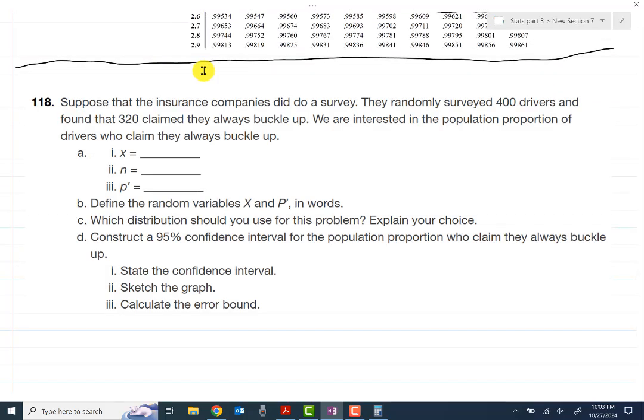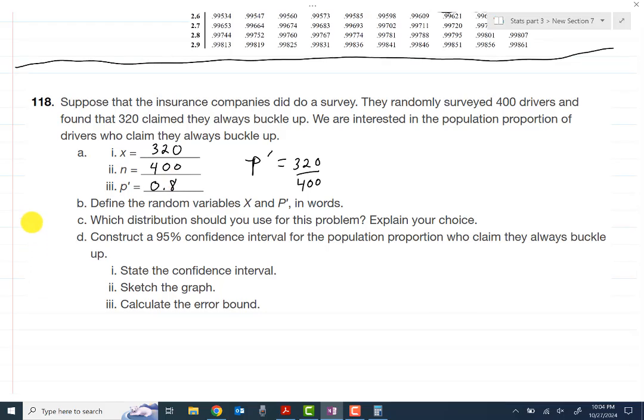Here's a problem from the homework section of the book that we're currently using. A survey of 400 drivers found that 320 claimed they always buckled up. So they have some information here. X is 320. We're going to use X as the number of people who do buckle up. N is 400. P prime, let's see, I believe that's 0.8. It's going to be easiest if you put it into decimal form.